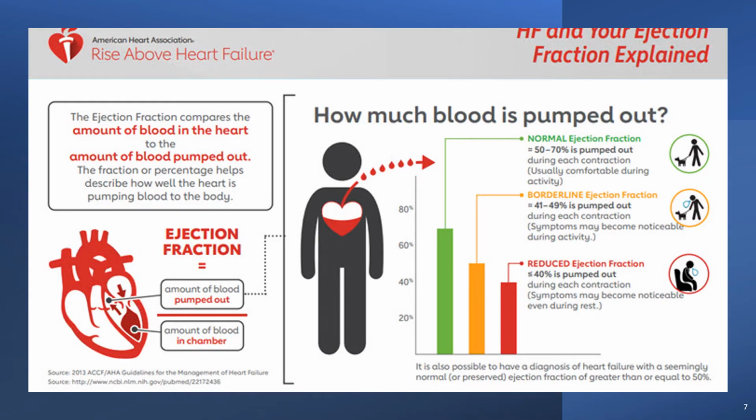This is just another good picture I found that further explains ejection fraction. The ejection fraction compares the amount of blood in the heart to the amount of blood being pumped out. And that's how they get the number. And then it just has a nice picture showing the normal, borderline, and reduced, just a better visual picture of what we were just discussing.